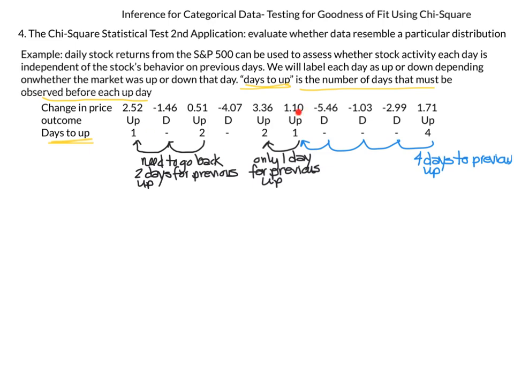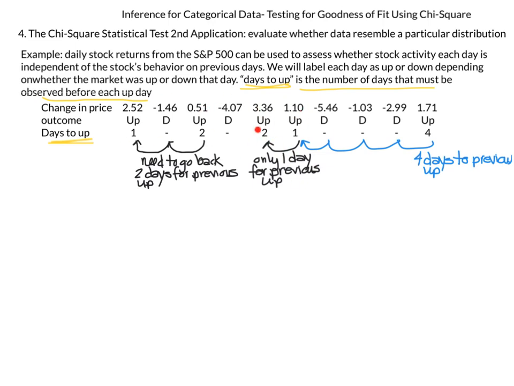That's the pattern. But here we have an up, and it was predicted by the previous up, so only 1 day for the previous. Here's a bunch of down days, but here's another up day. So what day predicted this up? We have to go back 4 days. So again, this days to up is supposed to give us an indication of whether or not the stock market being up 1 day can predict the next day. And here it looks like actually if you go back 2 days, you can predict an up 2 days later, but that pattern breaks over here.